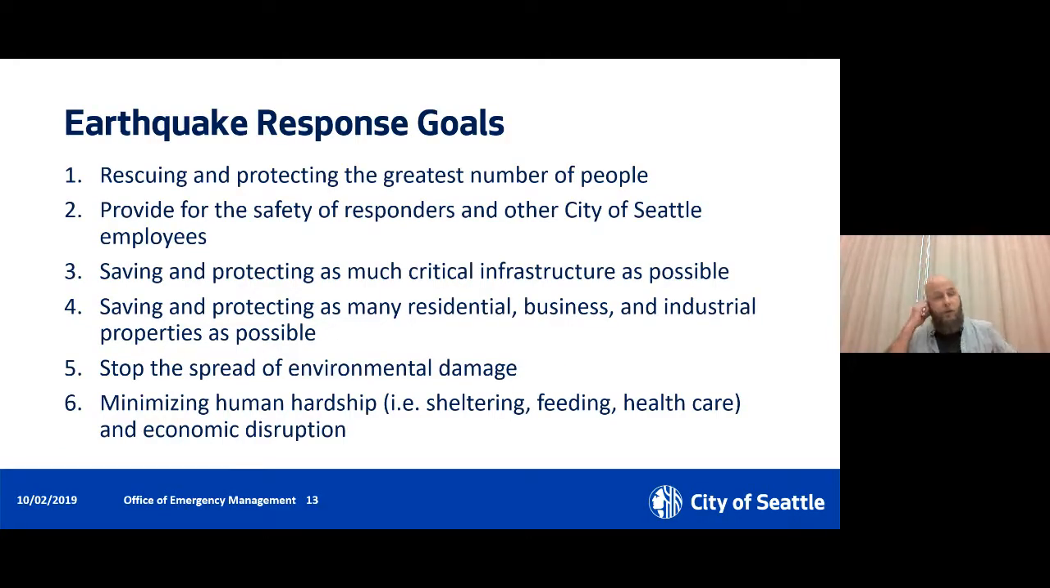If you're to look at the Earthquake Annex, you would find a series of response goals that go a little more in depth, and there's 6 of those. And again, life safety is number 1. The number 1 goal is rescuing and protecting the greatest number of people. Also provide for the safety of responders and other city employees. Saving and protecting as much critical infrastructure as possible, saving and protecting as many residential, business, and industrial properties as possible, stopping the spread of environmental damage, and then minimizing human hardship. So how do we stand up that sheltering, feeding, healthcare, and minimizing economic disruption?